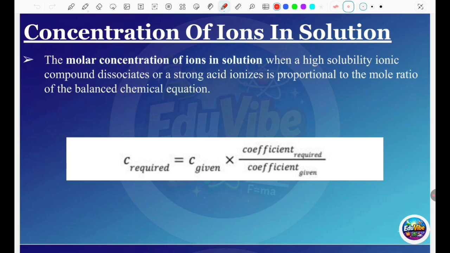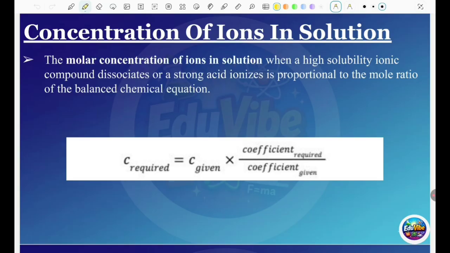We already did this topic with volume. You know that we did this topic in the second unit, where we used the same formula: volume required is volume given multiplied by coefficient required upon coefficient given. These are all things we did with volume. Now we are doing the same thing with concentration.